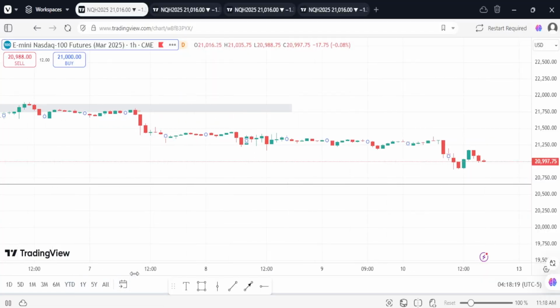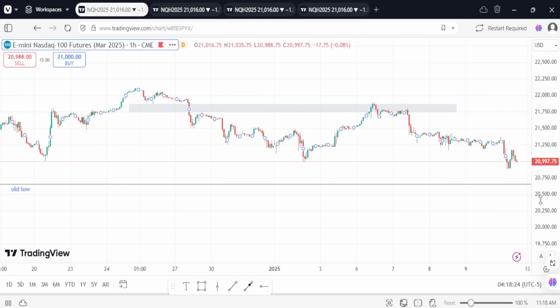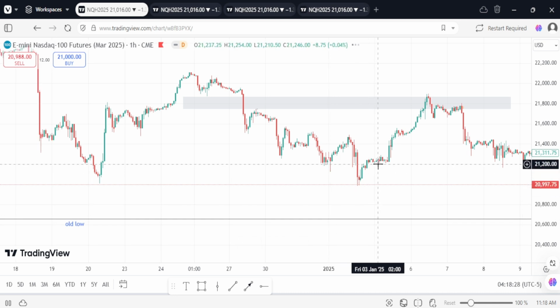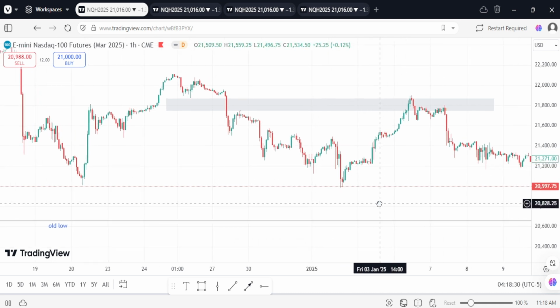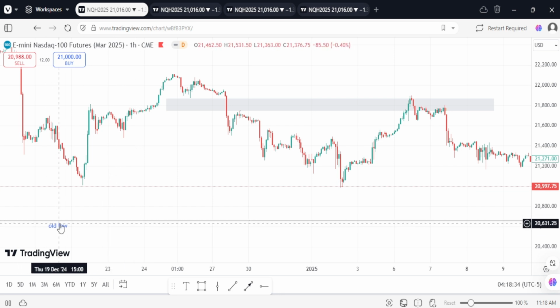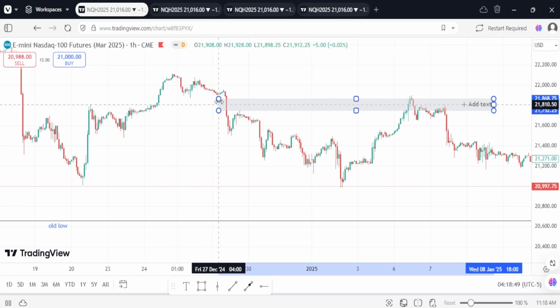This is our 1 hour chart. You can see that this is the old low that we marked on a weekly chart, and it has been transposed into the 1 hour chart. And this is the fair value gap that we marked on a daily, and it has been transposed also into the 1 hour chart.